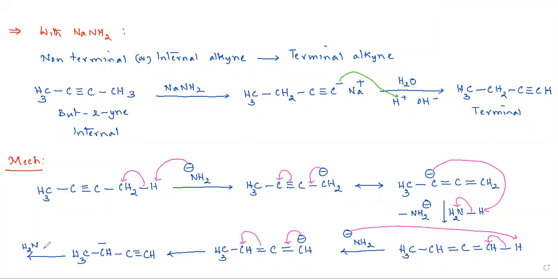Take ammonia again. Now this one. So minus NH2 minus. Finally, you get CH3, CH2, C triple bond, CH. See the thing what you have started with and what you have ended up with. This is non-terminal. This one is terminal. Isn't it? Right.